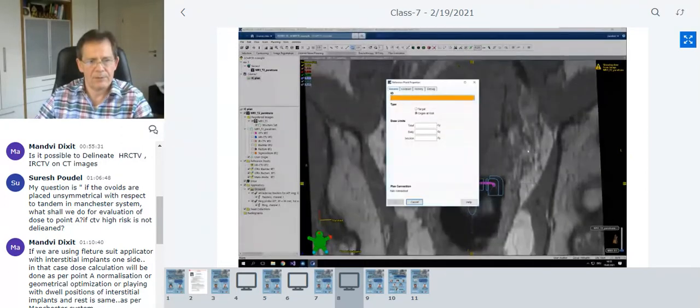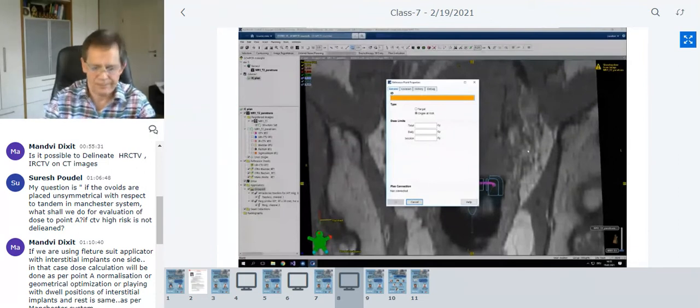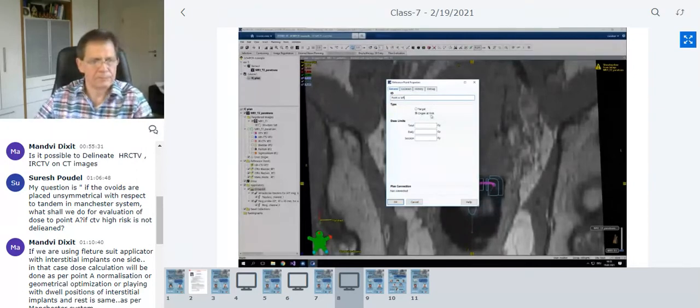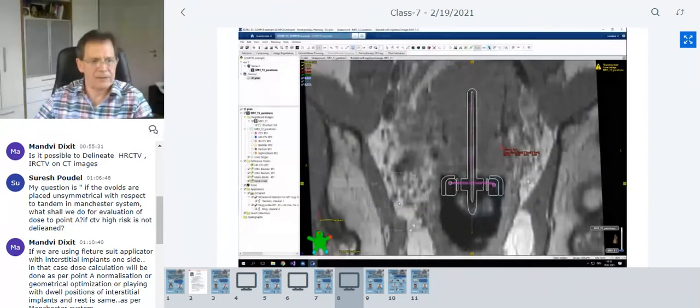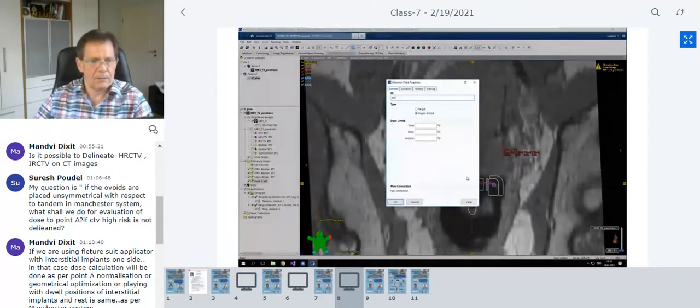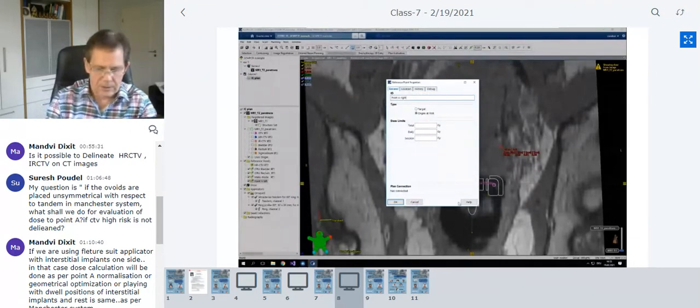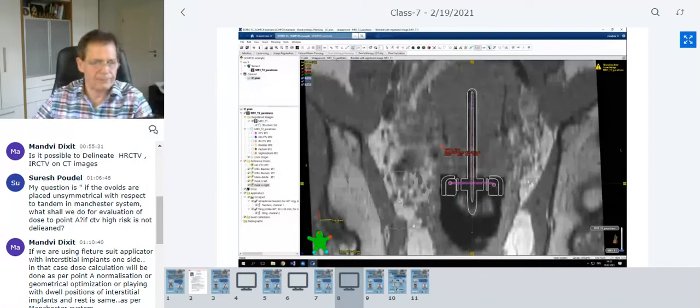If I click here, this is point A, and that is the left patient side. We'll keep it as a risk point. It doesn't matter, basically, it's just an indication here. The same way we can insert another reference point on the other side, on the right side of the patient. We're just going to do that as well as I can. So this is point A, right patient side.